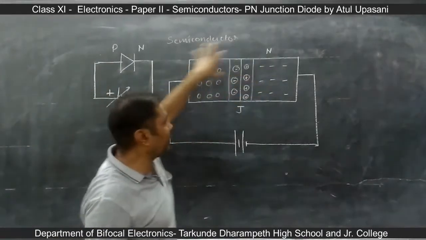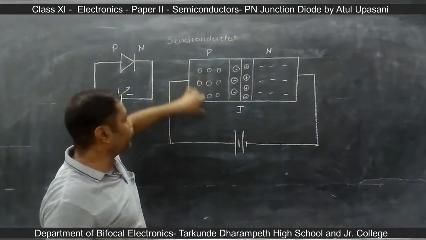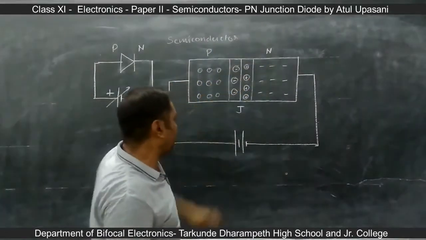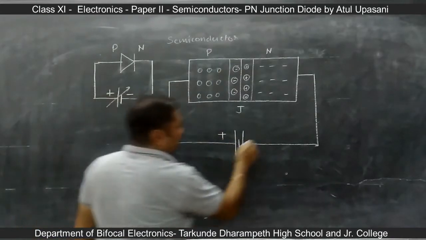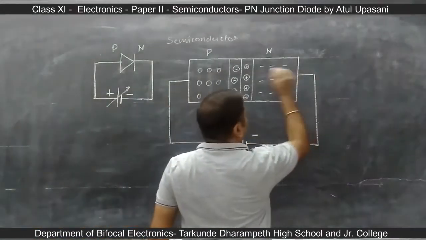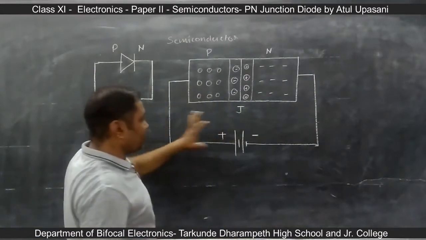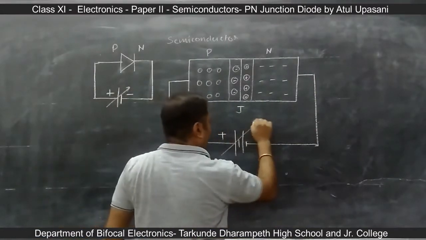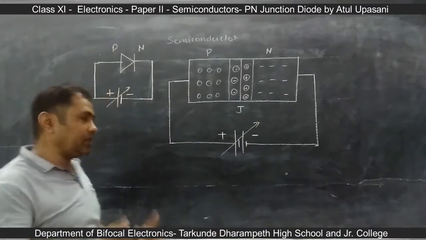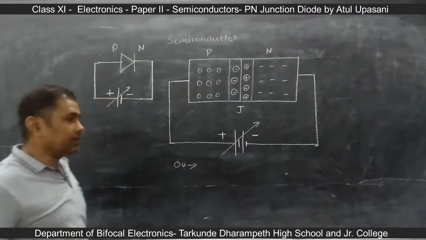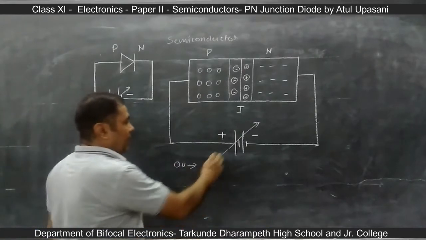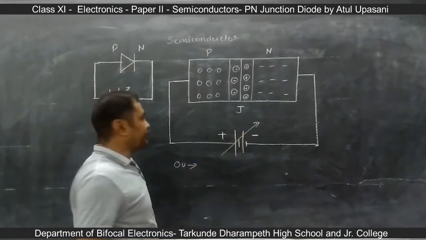So the same circuit can be drawn like this. This is the semiconductor diode. This is its P side. This is its N side. The positive terminal of the battery is connected to P type material, and the negative terminal of the battery is connected to N type. Now in this case, what is happening? Suppose we have a variable battery like this, and suppose the voltage is increased from 0 volt. Let us see what is happening.